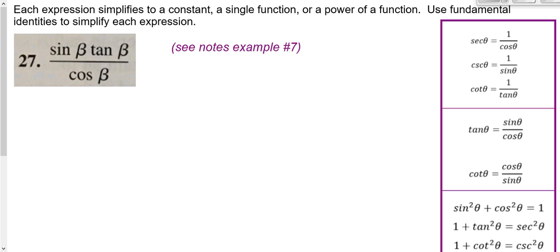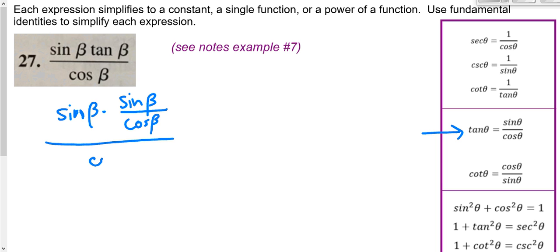Number 27. This one corresponds to notes example number 7. And let's replace tangent beta with sine beta over cosine beta. So we have sine beta, isn't it fun to use all these different Greek letters, times sine beta over cosine beta over cosine beta. Okay? So if we simplify the numerator, it is sine squared beta over cosine beta. And that is over cosine beta.